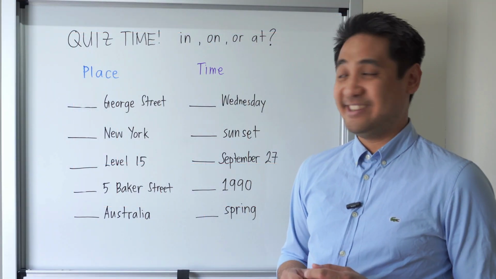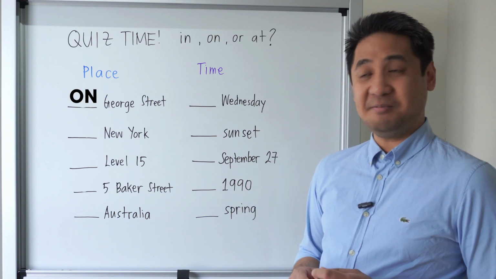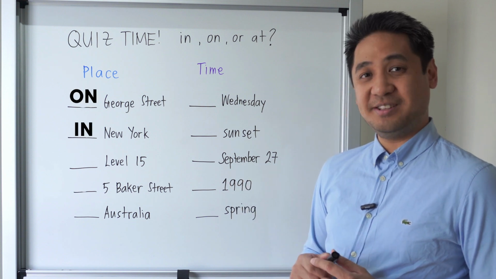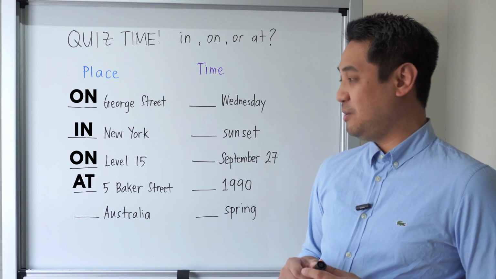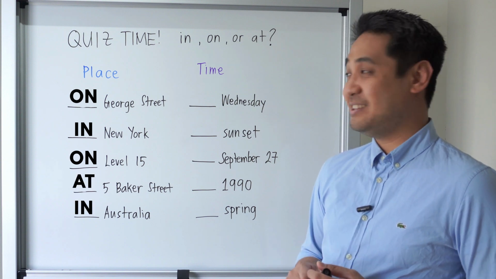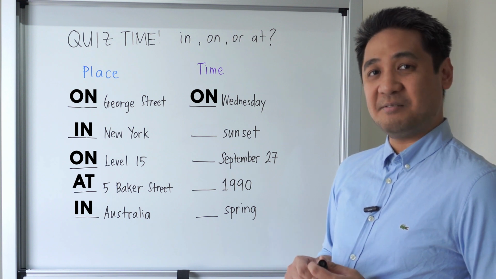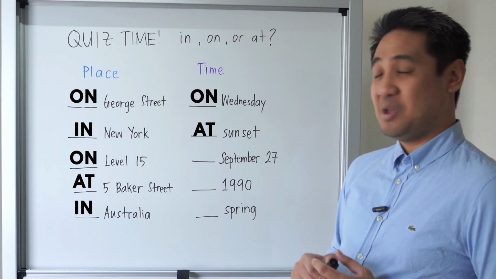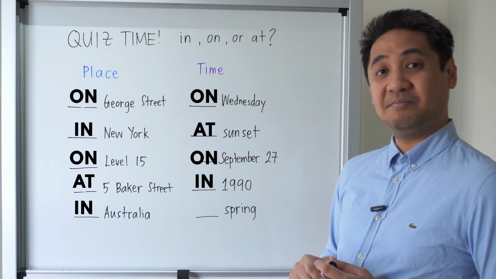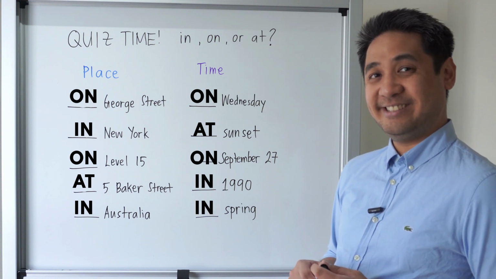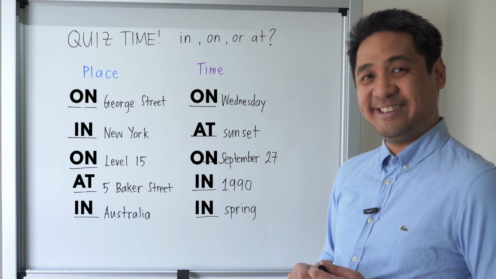And let's check. On George Street, in New York, on level 15, at 5 Baker Street, in Australia. On Wednesday, at sunset, on September 27, in 1990, in spring. How many did you get correctly?